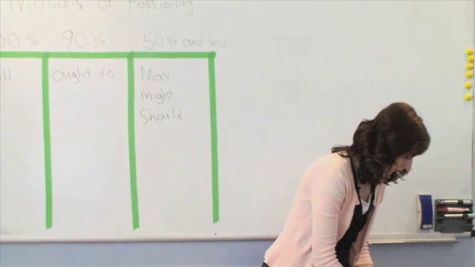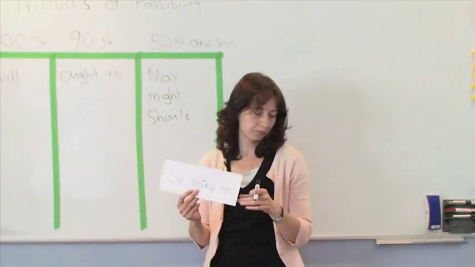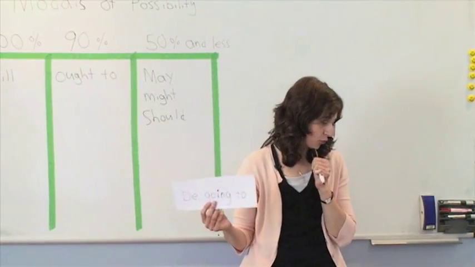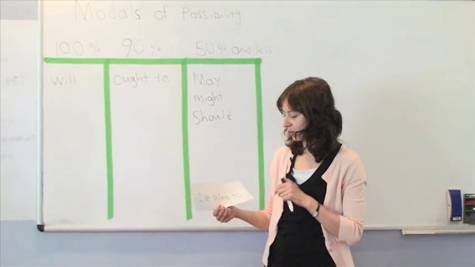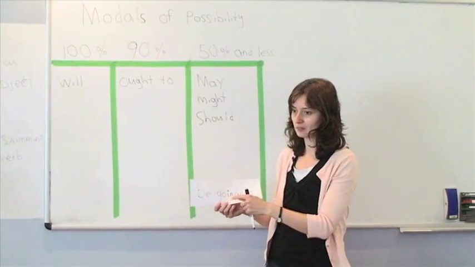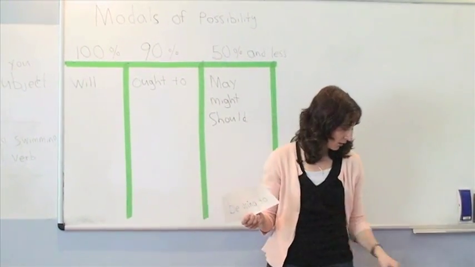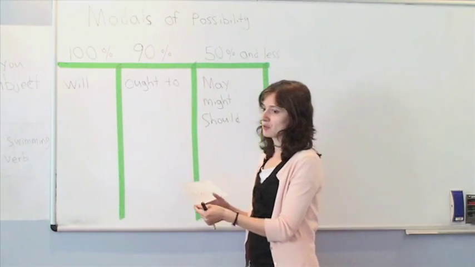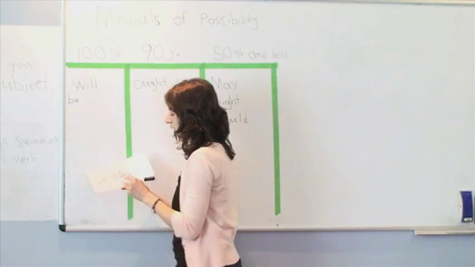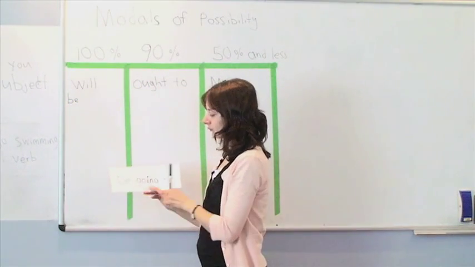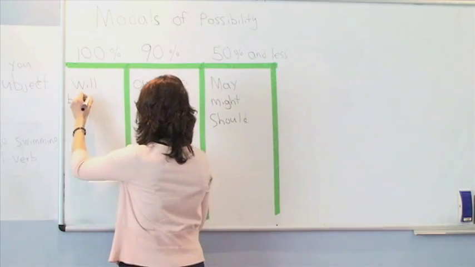And then we have to be going to. Something you are going to do for sure. I'm going to go jogging. Yeah, very good. Where would it be? It's at 100% because you're going to do it for sure. So I'm going to go to the store tomorrow. So you're going to.